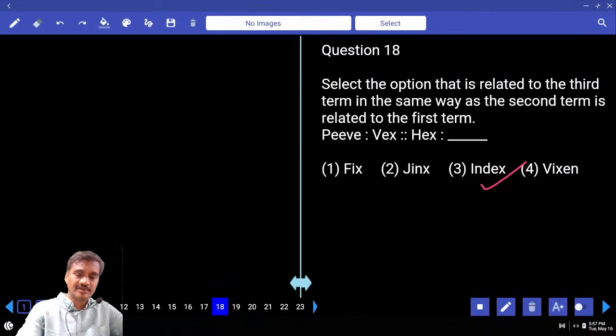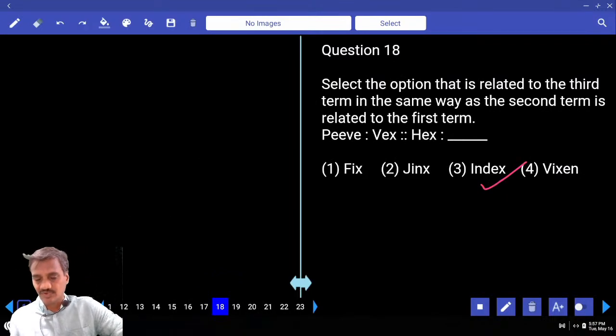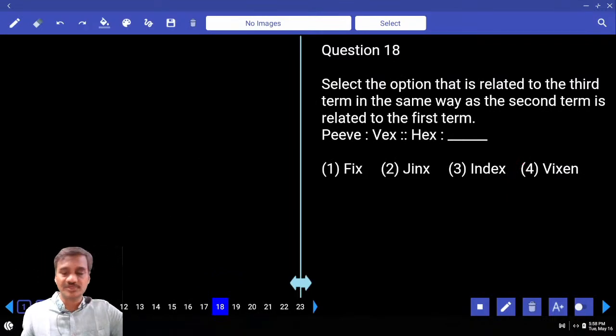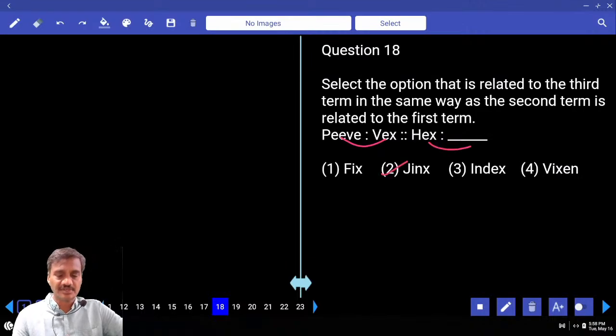Then the 18th one, peeve and vex. What do you mean by this one here? Both these two are synonyms to each other. In the same way, hex and jink, these two are synonyms.